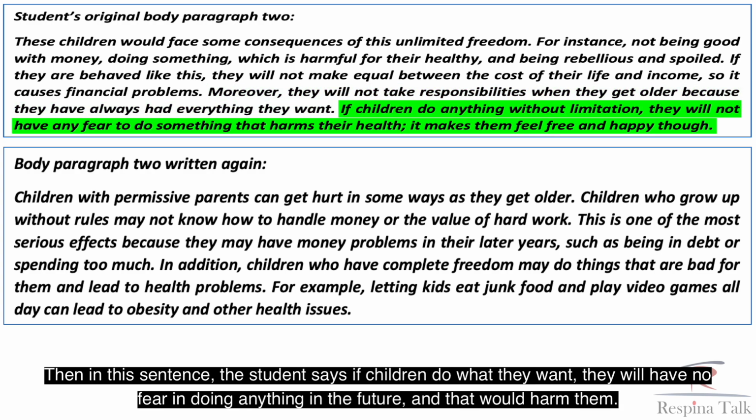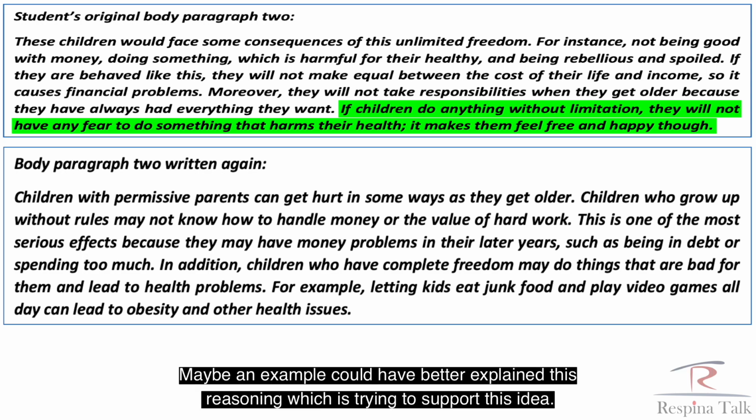Then in this sentence, the student says if children do what they want, they will have no fear in doing anything in the future, and that would harm them. Maybe an example could have better explained this reasoning, which is trying to support this idea.